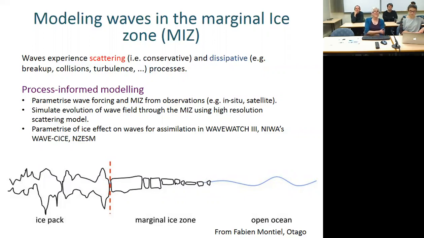The idea is that taking the observations from the icebreaker and using knowledge from modeling, parameters become available that can be put into existing large codes such as WaveWatch 3, such as NIWA's wave sea ice model, and eventually into the New Zealand Earth System model.